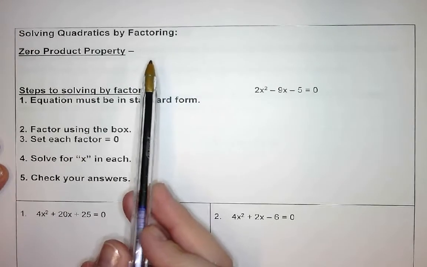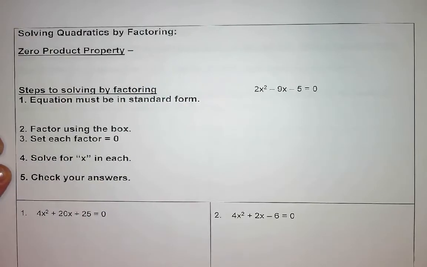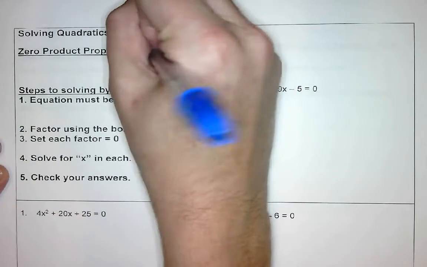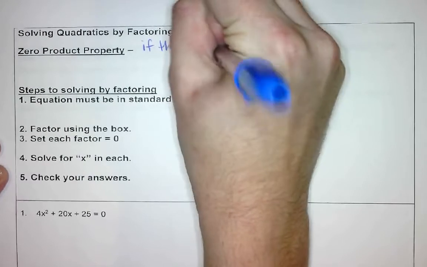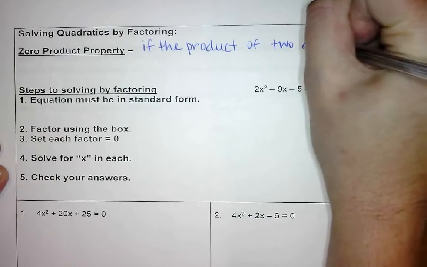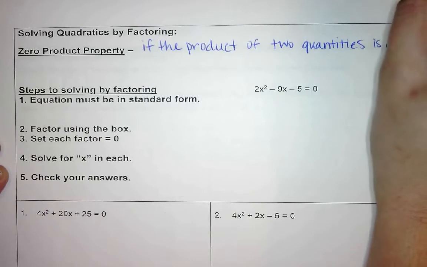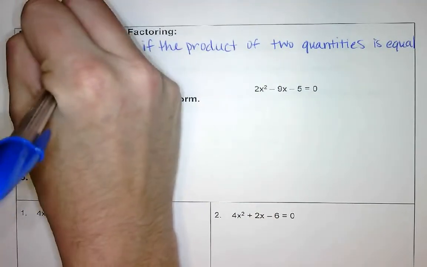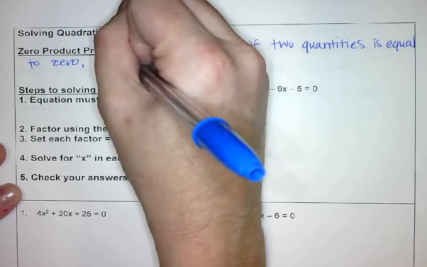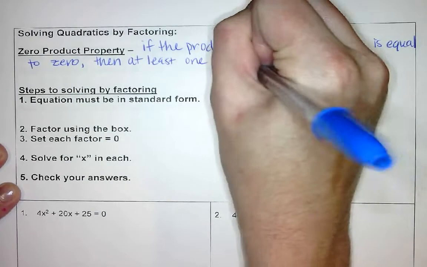What the zero product property basically tells us is that if the product of two quantities is equal to 0, then at least one of the quantities must be equal to 0. Do y'all feel good about that?